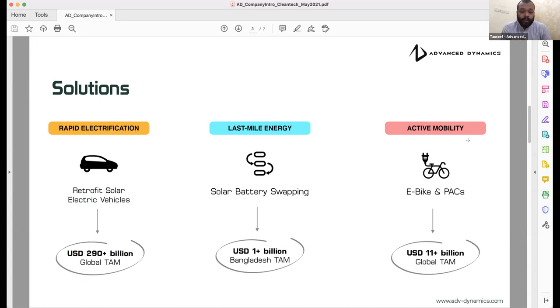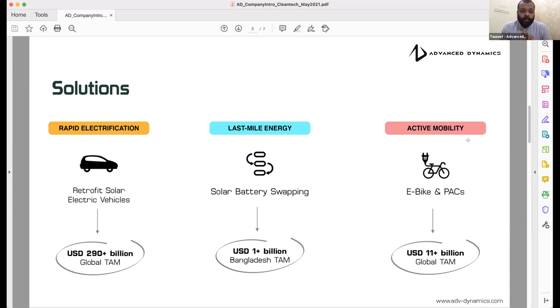We've already identified that if we only try to reach maybe 10 or 12 countries in the world, that itself is a $290 billion plus market, which is going unrecognized by most vehicle manufacturing companies.